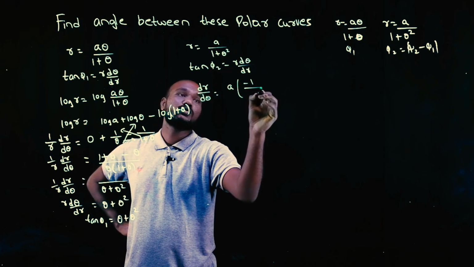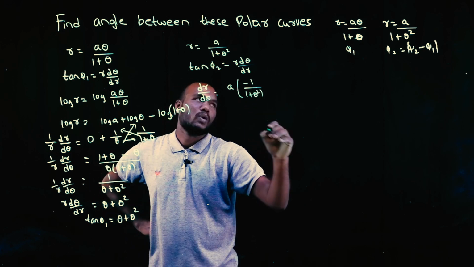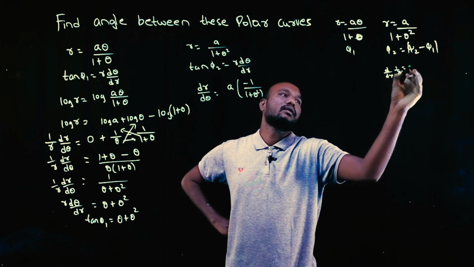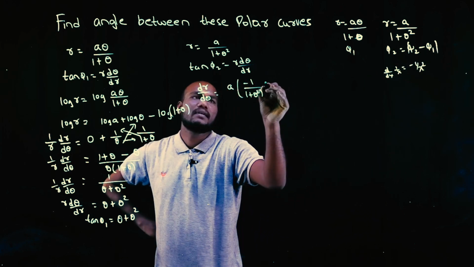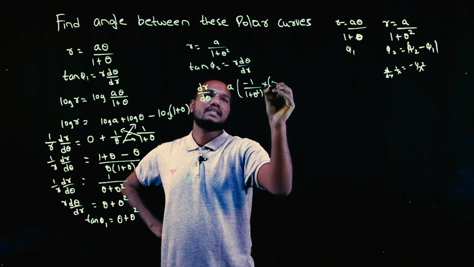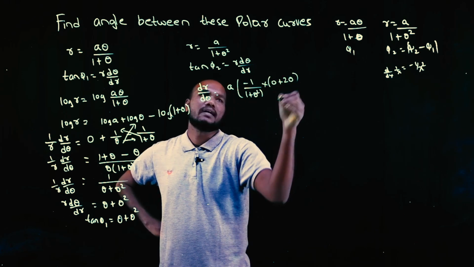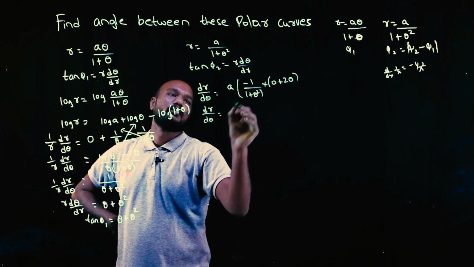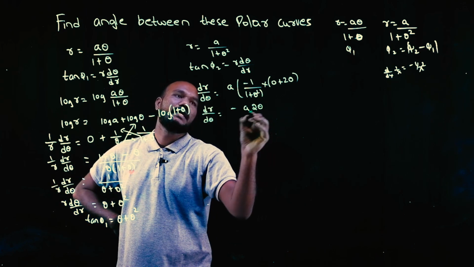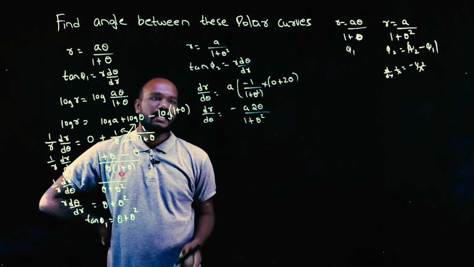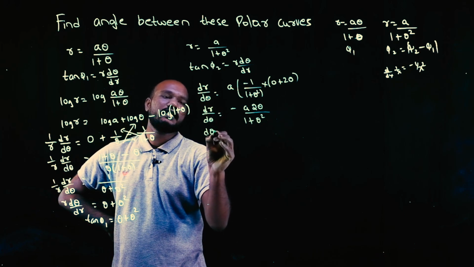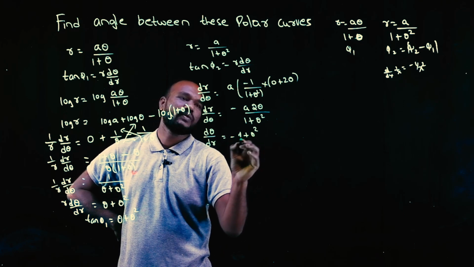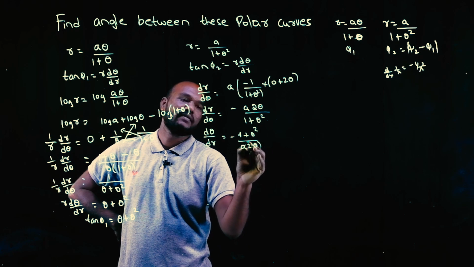So what is the differentiation of r? dr by d theta: a is a number, never worry about it. The derivative of 1 by x is minus 1 by x square. So with the derivative of 1 plus theta square being 2 theta, dr by d theta is equal to minus a times 2 theta upon 1 plus theta square, whole square. I'm not interested in dr by d theta, I'm interested in d theta by dr. So flip it: minus 1 plus theta square upon a 2 theta.